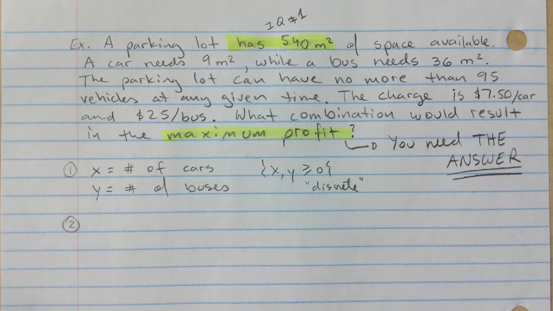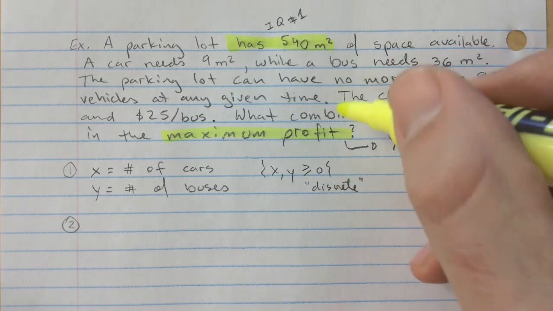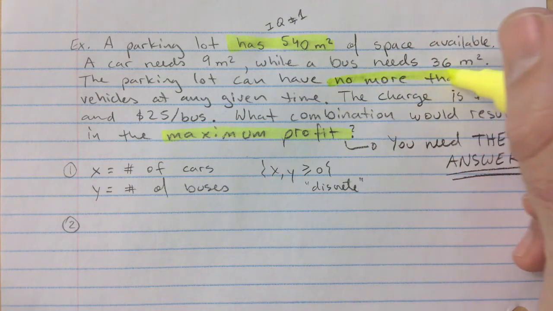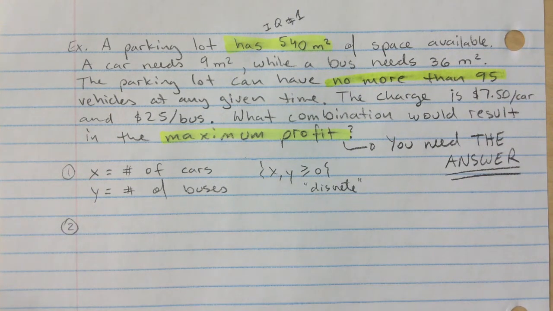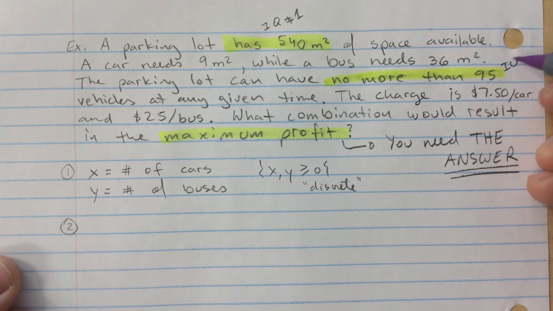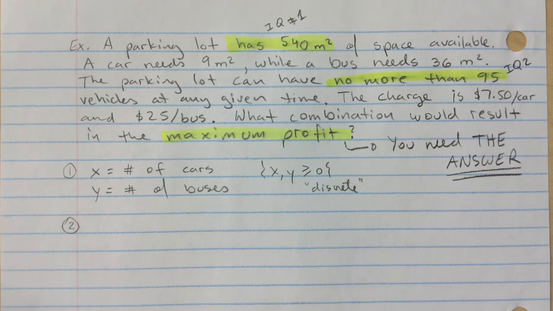No more than 95 vehicles, that's right. There we go. At any given time. Is there any other inequality? I'm going to go IQ2 here. Any other inequality that you notice? If you at home see one, you can type it. That's okay, or you can say it.